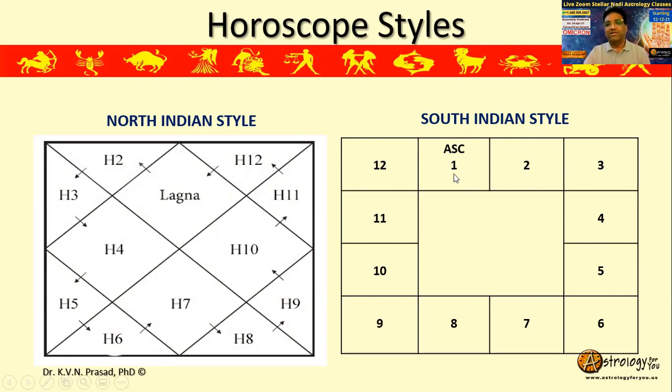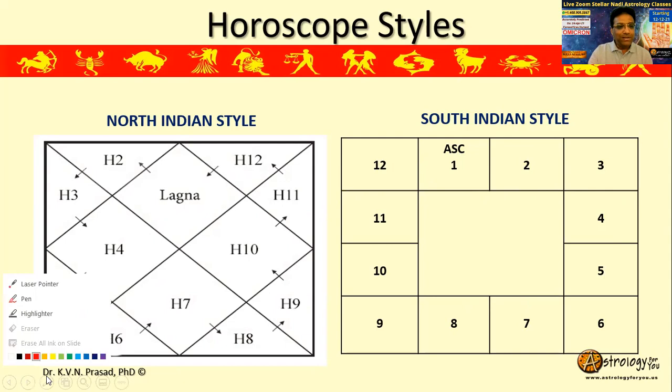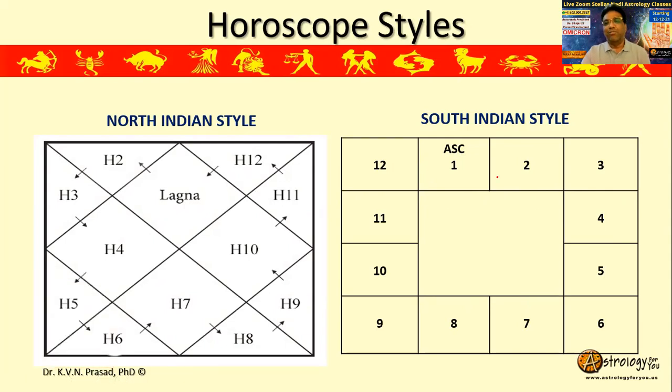So here the lagna is Mesha lagna. Say somebody says, I'm born in Leo lagna. Then our ascendant will be here, and from here we will count: 1, 2, 3, 4, 5, 6, 7, 8, 9, 10, and this is 12, like that. So we will be moving the ascendant based on the time of birth.